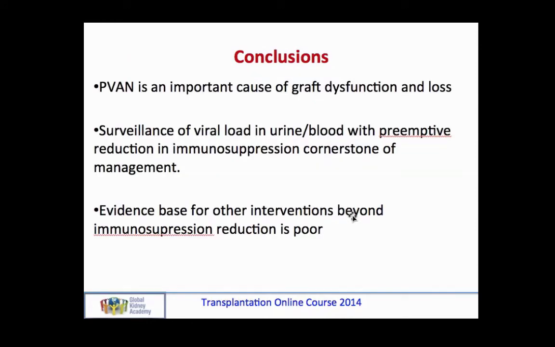So just to conclude, polyoma virus-associated nephropathy is a really important cause of graft dysfunction and loss. Surveillance of viral load in the urine and blood with preemptive reduction of immunosuppression is really the cornerstone of management, and the evidence base for other interventions beyond immunosuppression reduction is poor.